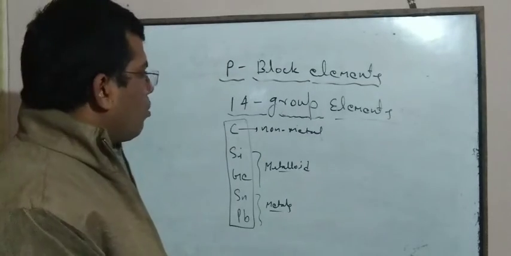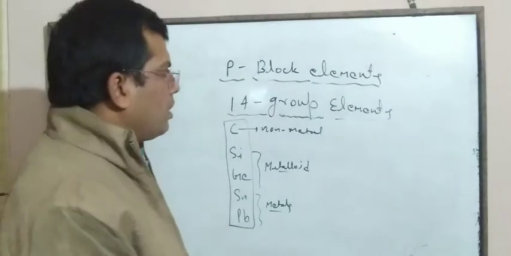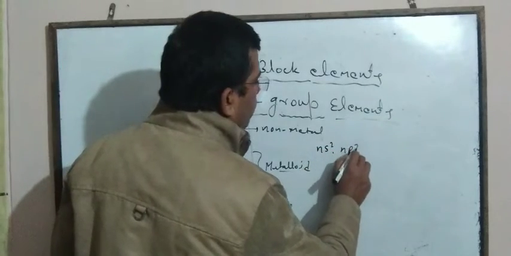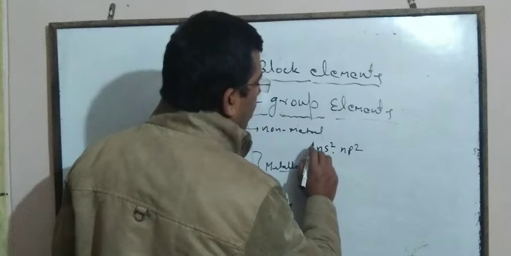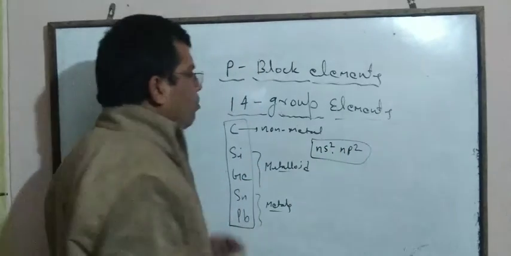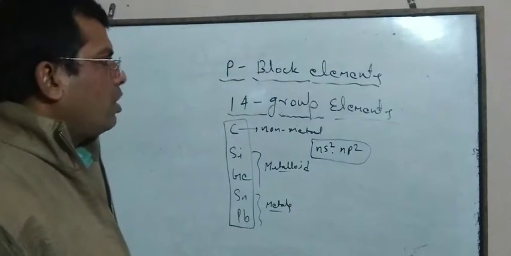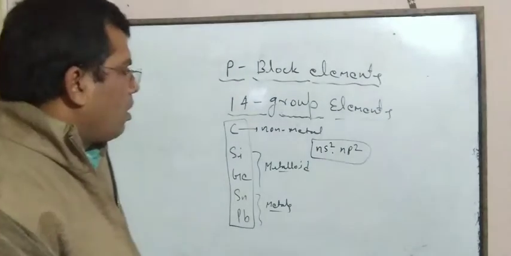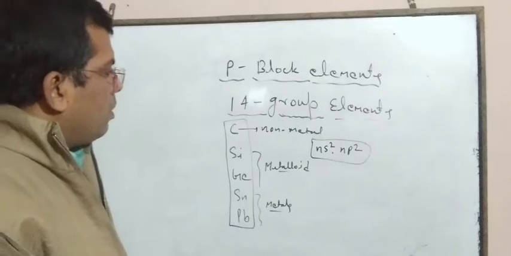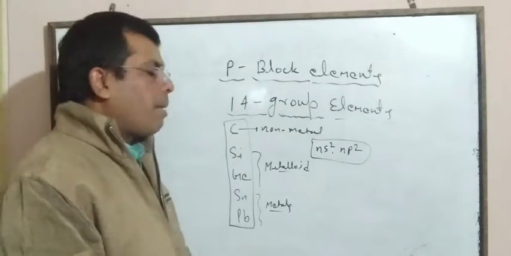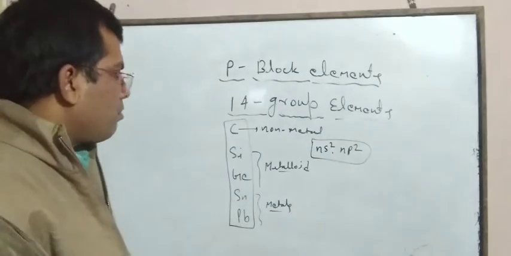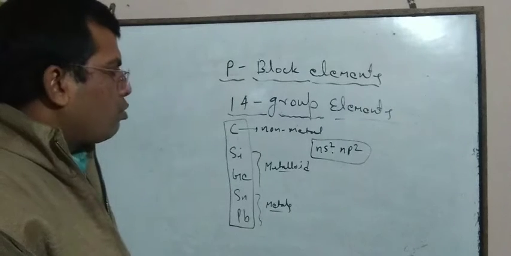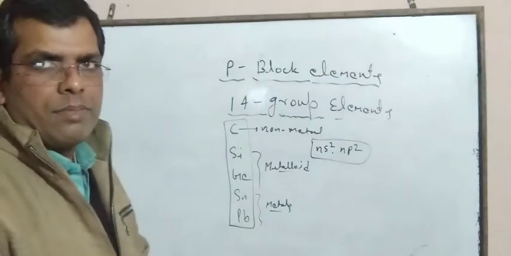The general electronic configuration of group 14 elements is ns2 np2. These elements have tetravalency; they are capable of showing tetravalency.